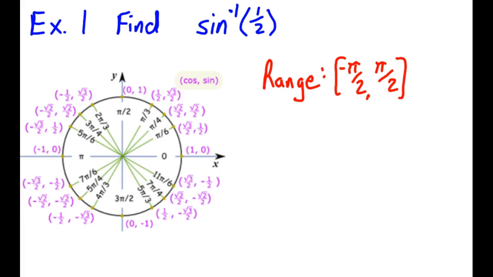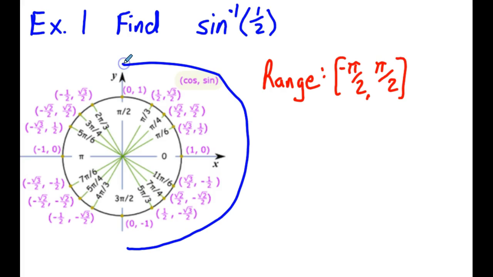Example 1, we want to find the value of the inverse sine of 1/2. So we're looking for the value of theta that is going to give us a sine value of 1/2. So we're looking for the value of theta that gives us a y value of 1/2. We have to recall that the range for the inverse sine function is negative pi over 2 to pi over 2. That means the values we're looking at are going to be on the right portion of our unit circle. If I started at 0 and went clockwise, this would be negative pi over 2. So I'm going from negative pi over 2 to pi over 2. Those are the values I'm looking for.